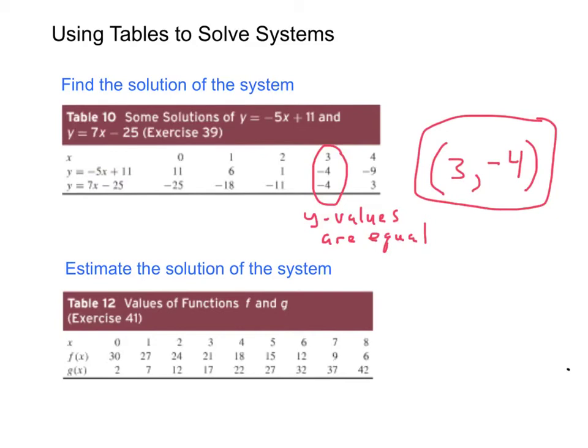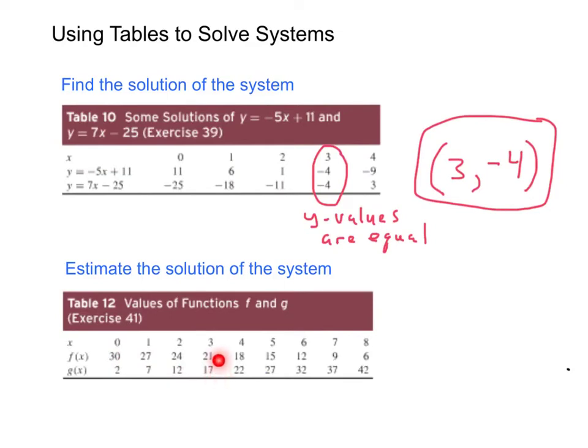Now in the second example, we're going to estimate the solution. We may not be able to find it exactly, but we're going to try to estimate it a little bit. So again, we're looking at the y values, trying to see where they're the same. 30 and 2, they're not anywhere near the same. 27 and 7 aren't anywhere near the same either. 24 and 12, they're still pretty far away. Now by the time we get to 21 and 17, they're starting to get kind of close.